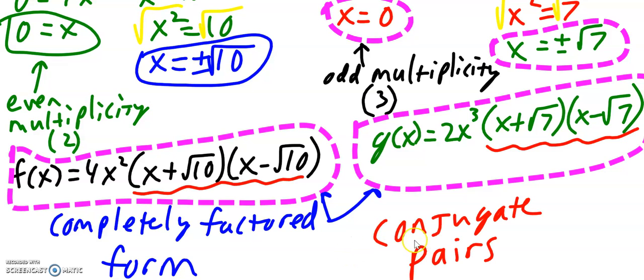And here's that phrase that I just said, conjugate pairs. It's when we have two things that are exactly the same, but with opposite middle signs. And we saw that when we factored, anytime we factored the difference of squares, we always created conjugate pairs.